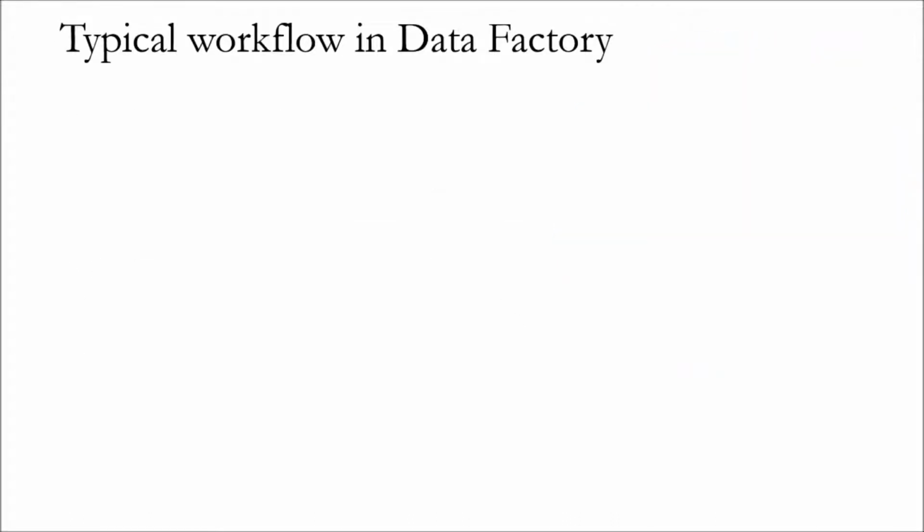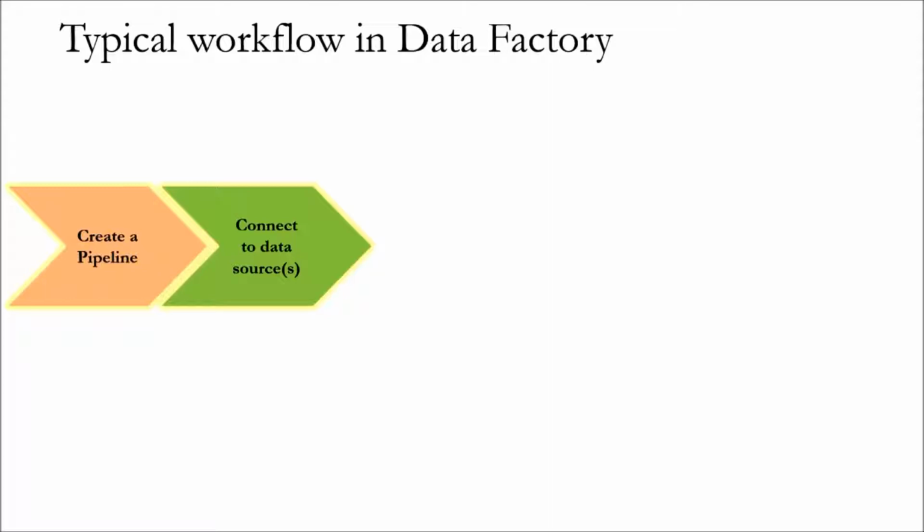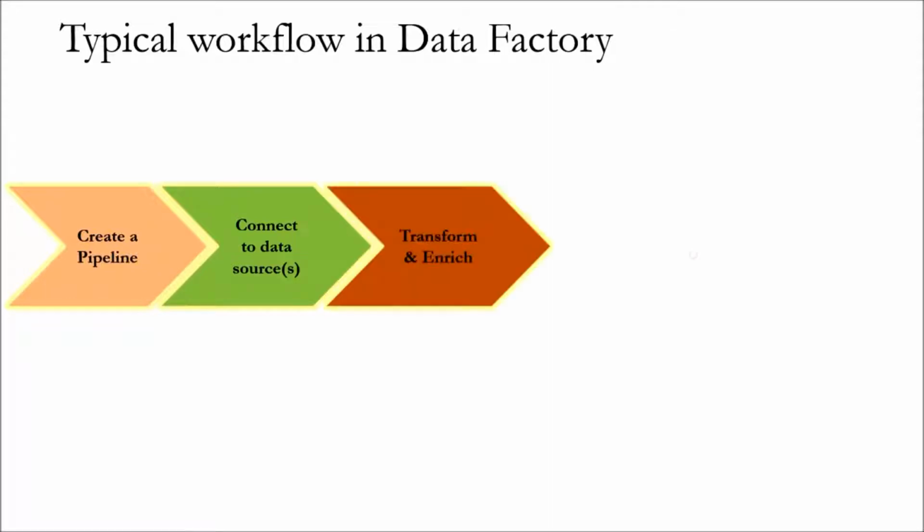Let's see what a typical workflow in Data Factory looks like. First, we create a pipeline. This is at the highest level of activity that we need to do. So the first step of a Data Factory is always to create a pipeline. Next, we connect to data sources. Next, we transform and enrich the data. So over here, we apply all the business rules, all the data quality checks, all the data cleansing rules. Once it is done, we publish our changes.